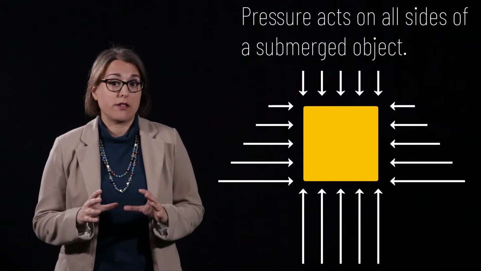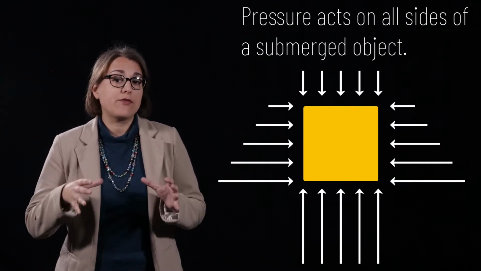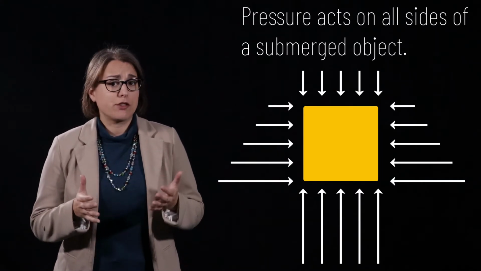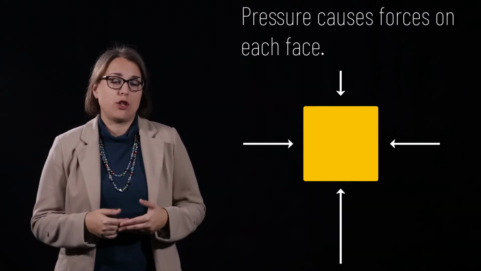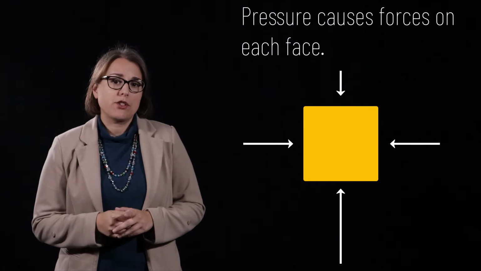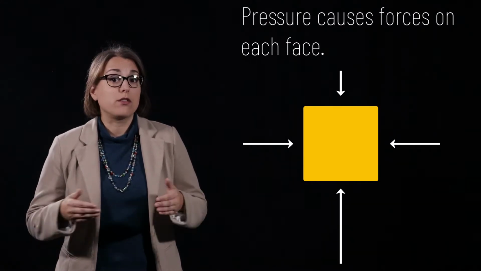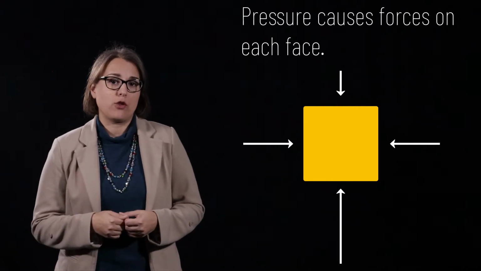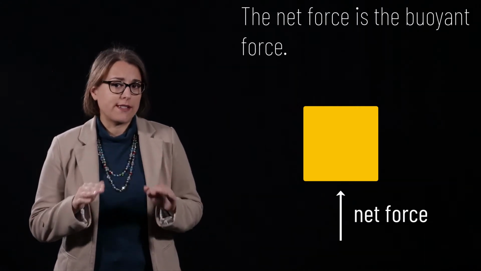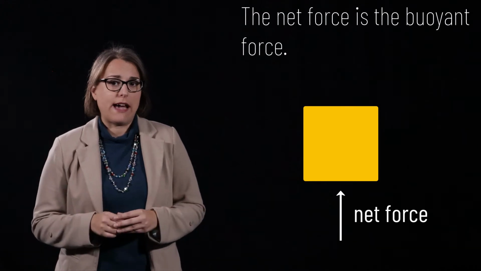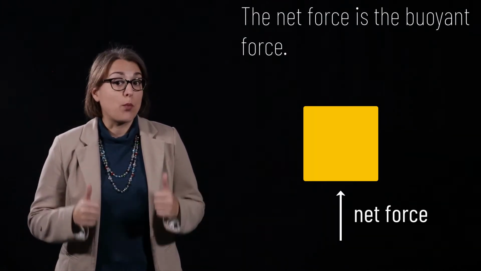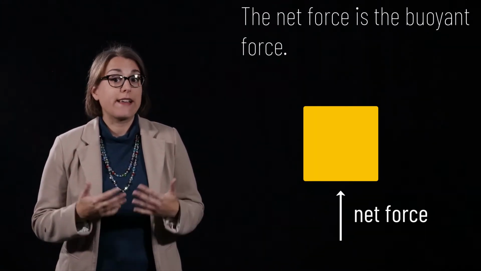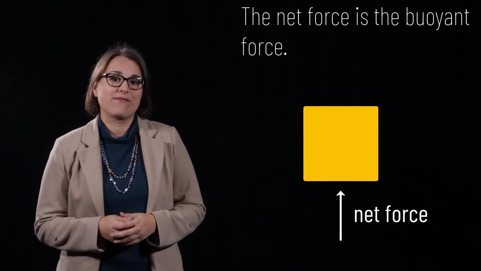For example, a cube placed in water is going to have pressure exerted on each of the faces of that cube, creating a force on each cube face. Because pressure increases with depth, the lowest part of the cube has more force than the highest part of that cube. All of the horizontal forces on the cube cancel out. The net force is a buoyant force pointing upward. This is the buoyant force.